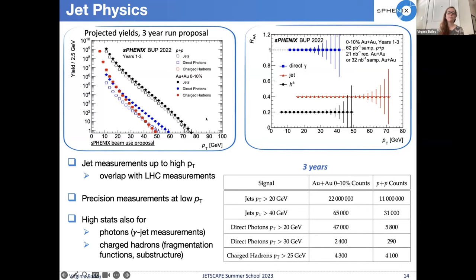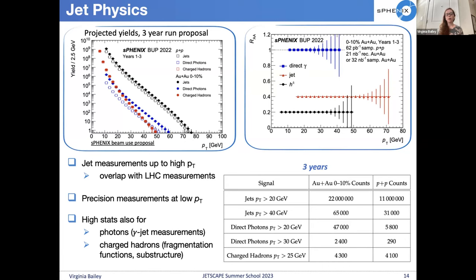You'll notice a couple of things about this. First of all, we expect to have jet measurements up to a reasonably high pT, where you start to have overlap with measurements that have been done at the LHC. So you're able to compare directly the measurements at RHIC and the LHC. But we also expect to have a nice precision as you go to low pT jets, where for the measurements that have been done at the LHC, it becomes more and more difficult to measure low pT jets just because of the higher energy collisions that are happening there.